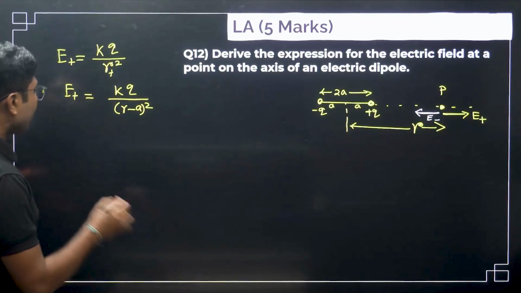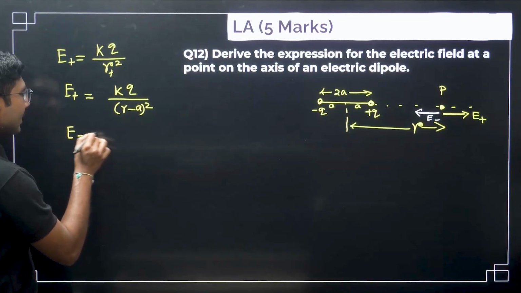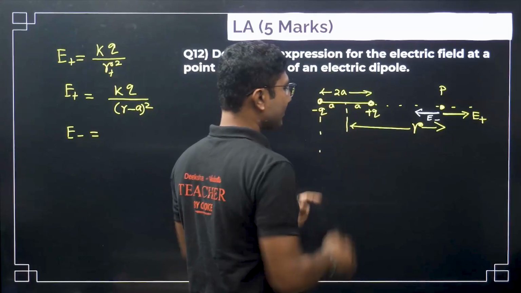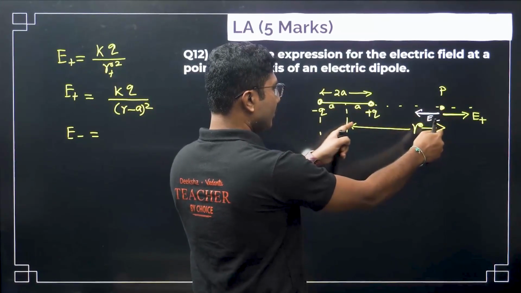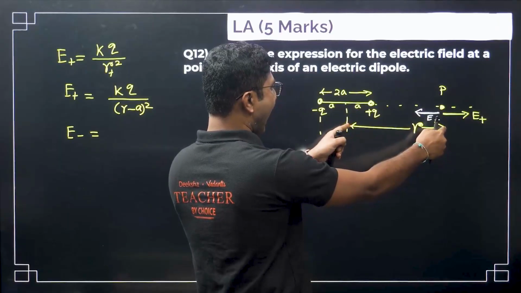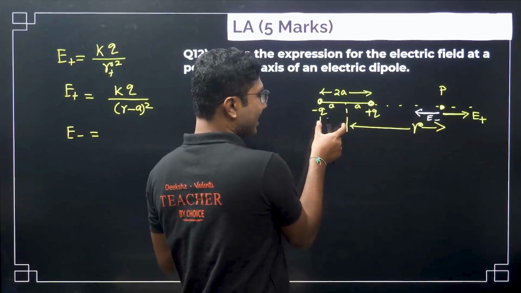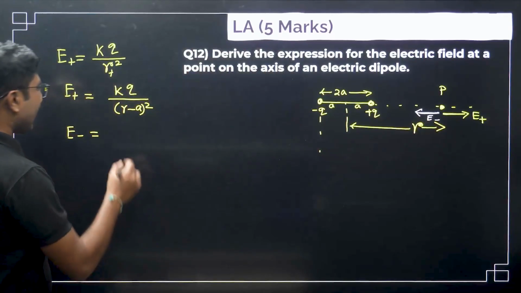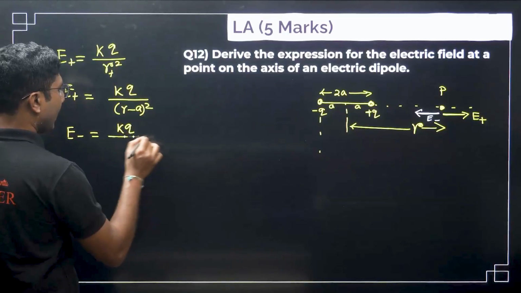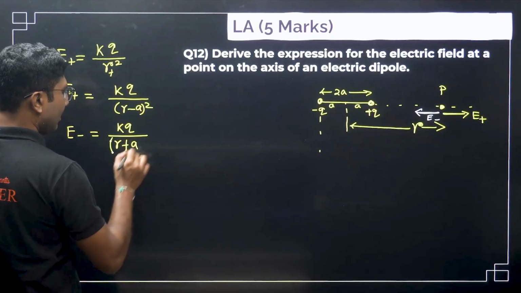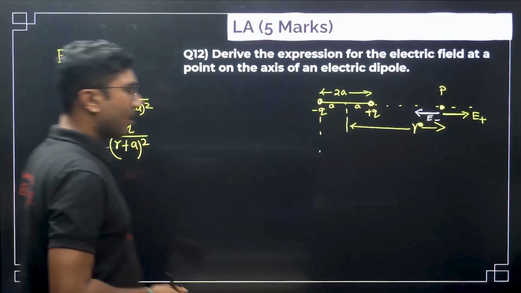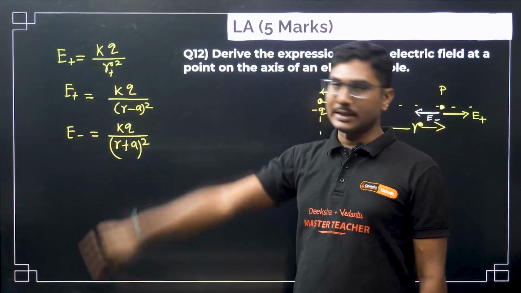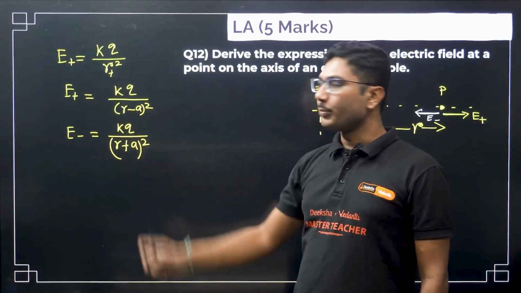Simple. So what will be the electric field due to the negative charge? Now in this case the negative charge is here. What is the distance between this and this? This distance is R, and if you add this extra a, you get the distance from the negative charge to the point. So we can write this as KQ by R plus a whole square. Now from these two equations it is clear that E plus is bigger than E minus, because the denominator is bigger for E minus.